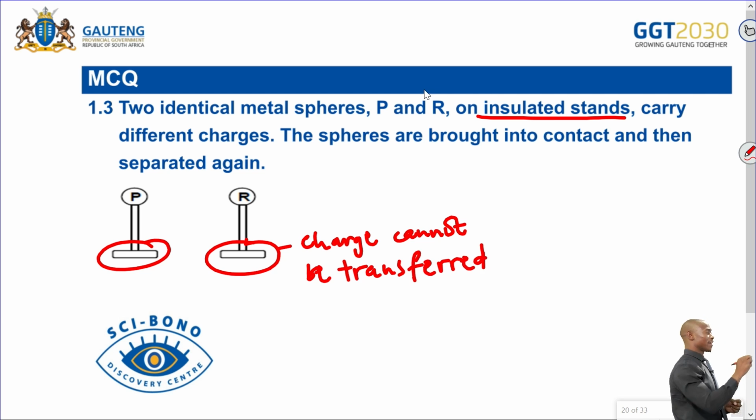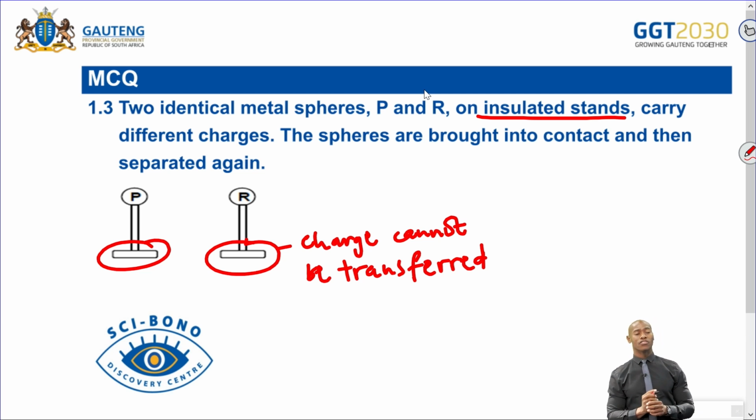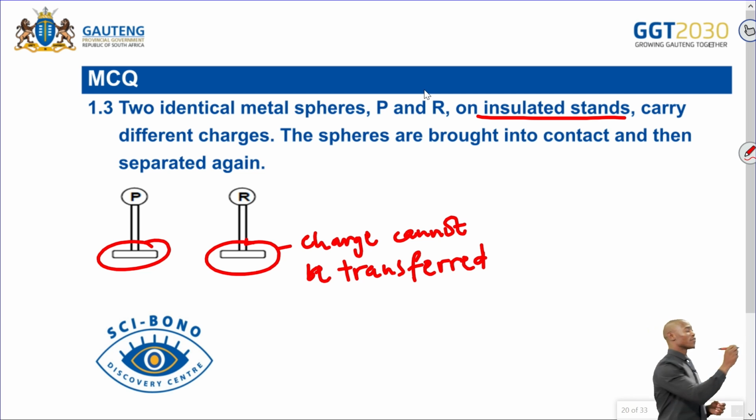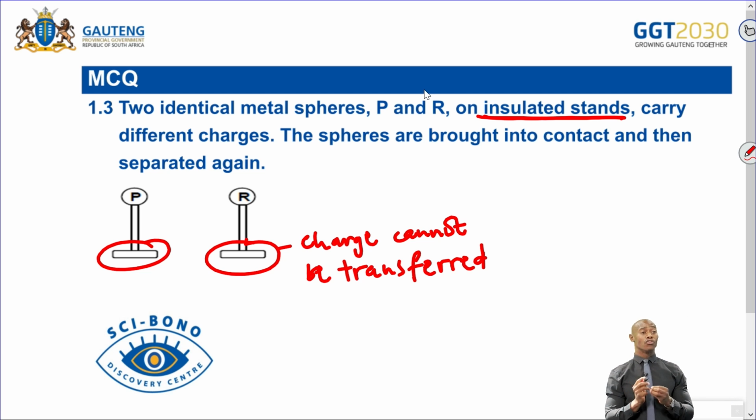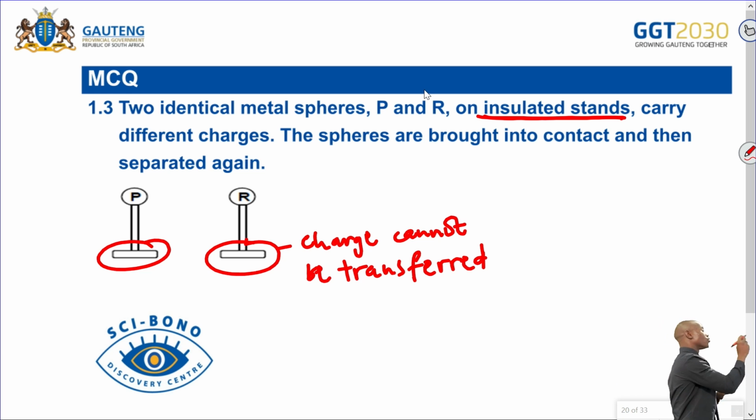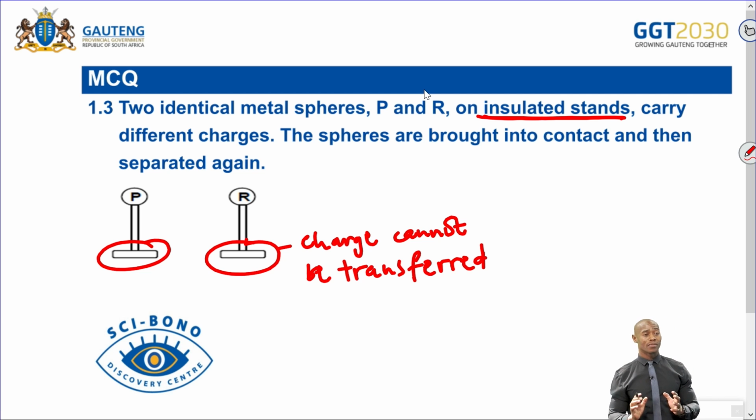So that this sphere cannot lose charge. We don't want this sphere R or this sphere P to lose charge. That is why they are placed on those insulated stands so that they don't lose charge. For example, if it is 2 microcoulombs, it should remain 2 microcoulombs. So to prevent charge from being lost, we have to use the insulated stands.